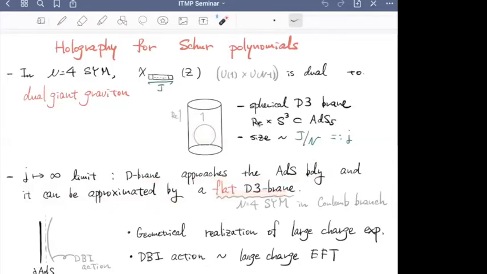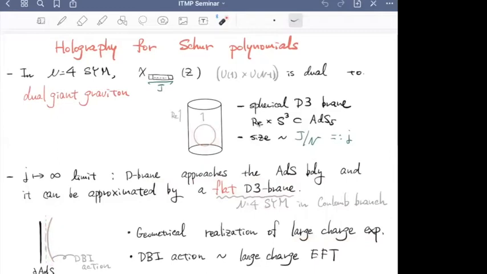And this flat D3 brane is nothing but the D3 brane which effectively describes, holographically, N=4 super Yang-Mills theory on the Coulomb branch. So in other words, this holographic description basically gives you a geometrical realization of the large charge expansion. And this curvature expansion basically corresponds to the 1 over J expansion.